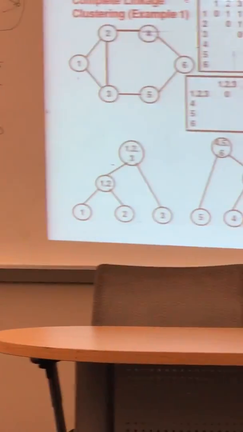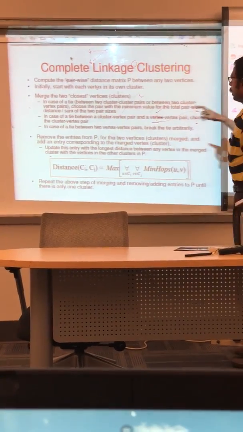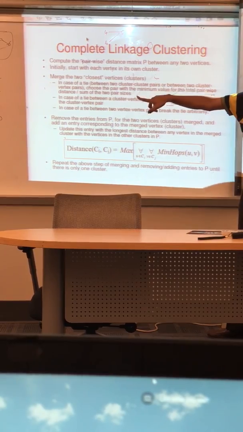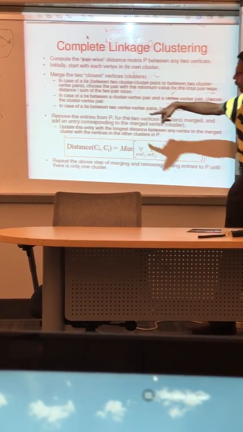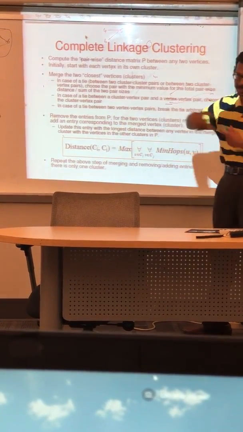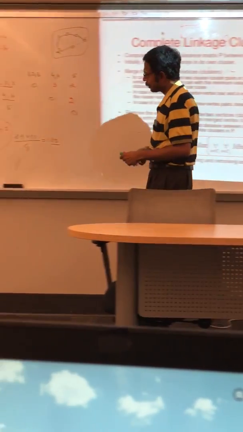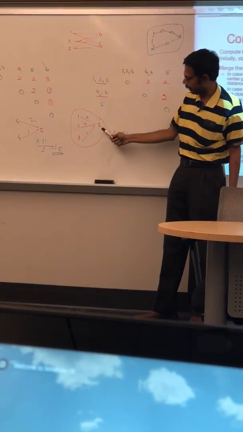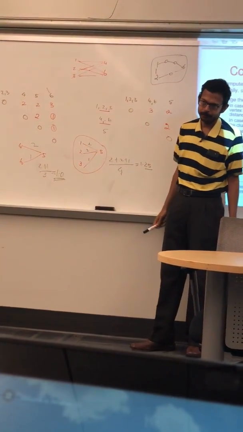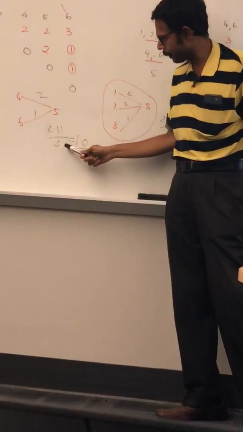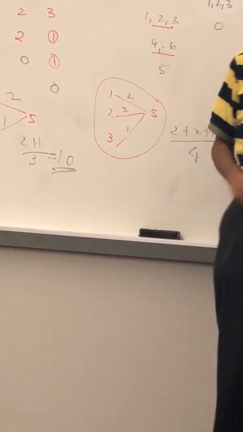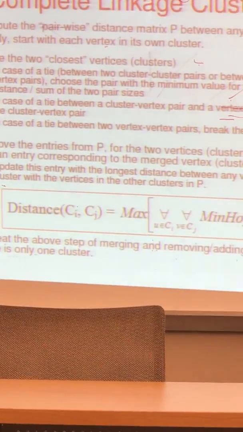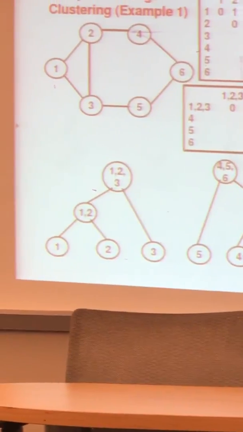So if you read out this statement here, choose the pair with the minimum value for the total pairwise distance, that's the total pairwise distance in the numerator, divided by the sum of the 2 pair sizes. So sum of the 2 pair sizes means here 3 plus 1, 4 is the total pair size, and the sum of the pairwise distances. Here 3 is the total pair size. Numerator is also 2 plus 1, 3. Okay? So which means you're going to combine 4, 5 and 6 as one community.